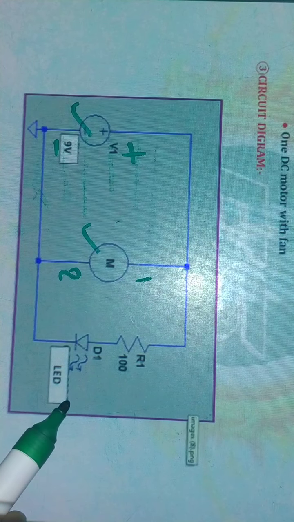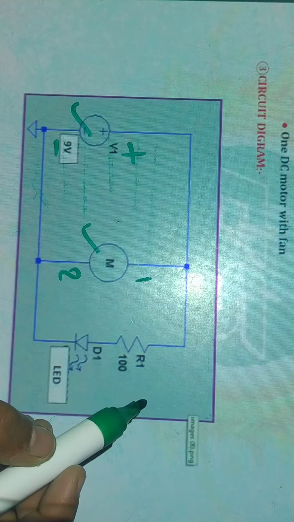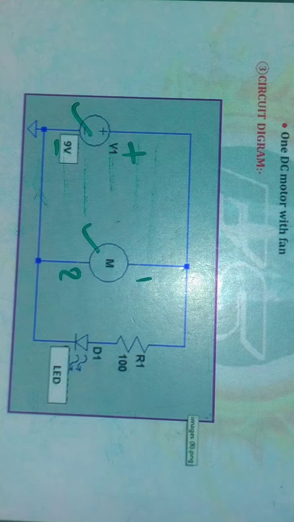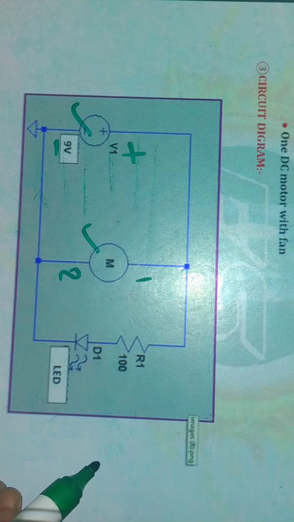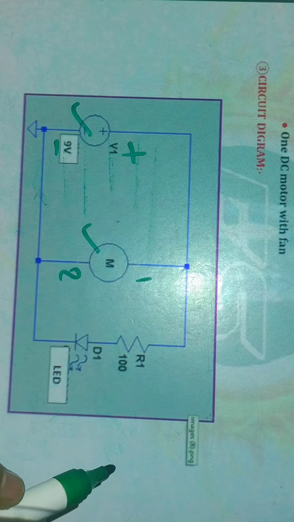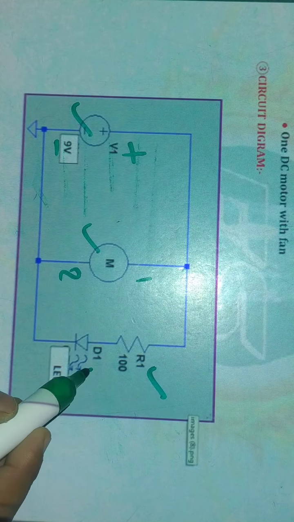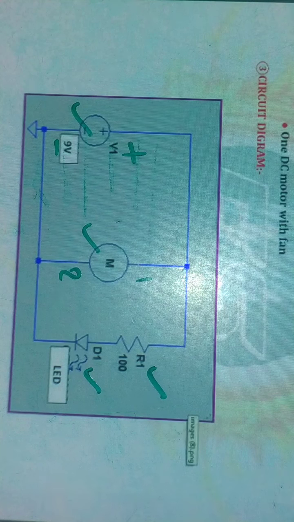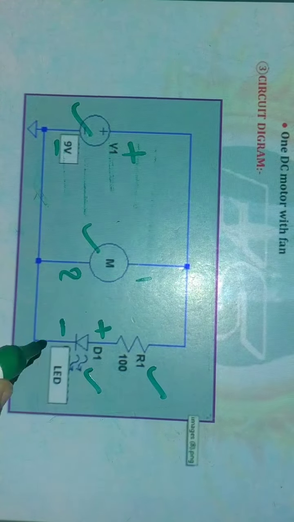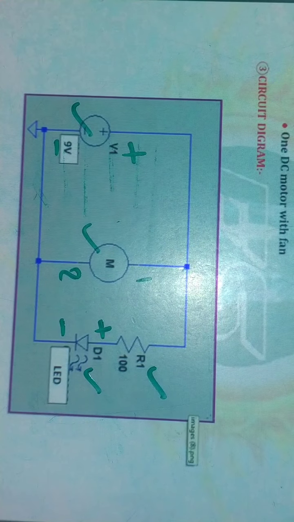What is the use of resistance and what is the working of resistance? We already discussed in your previous classes. Revise your lecture number 1, that is introduction of resistance. So this is the resistance of 100 ohm and this is the diode. LED is a type of diode, so this one is the LED light. This is the positive terminal and this is the negative terminal. So this is all about your circuit diagram.